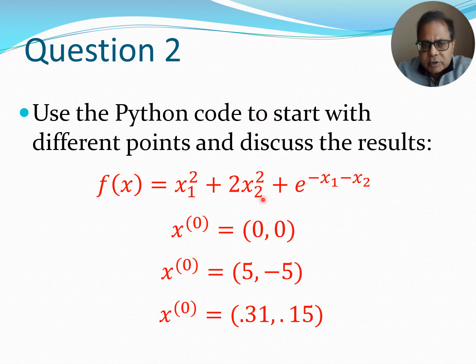So now let's use this Python code on the same function, but we are going to start with 0, 0, 5, minus 5 and 0.31, 0.15. Now you can see that one of these solutions is very close to the actual minimum point and the remaining two solutions are somewhat far away. In case we know nothing about the problem, we can always start with this kind of vector such as 0, 0. Now if you have an n-dimensional problem, you would simply use n zeros here.